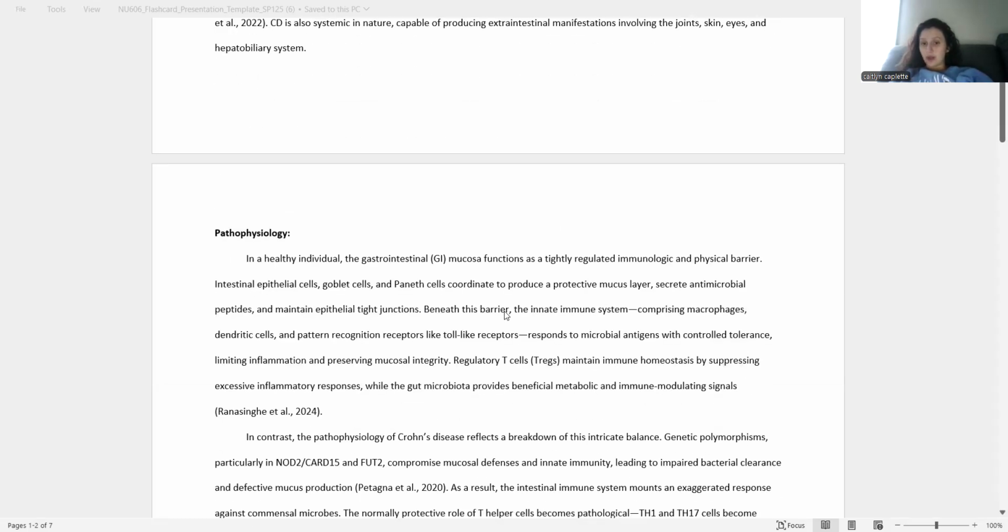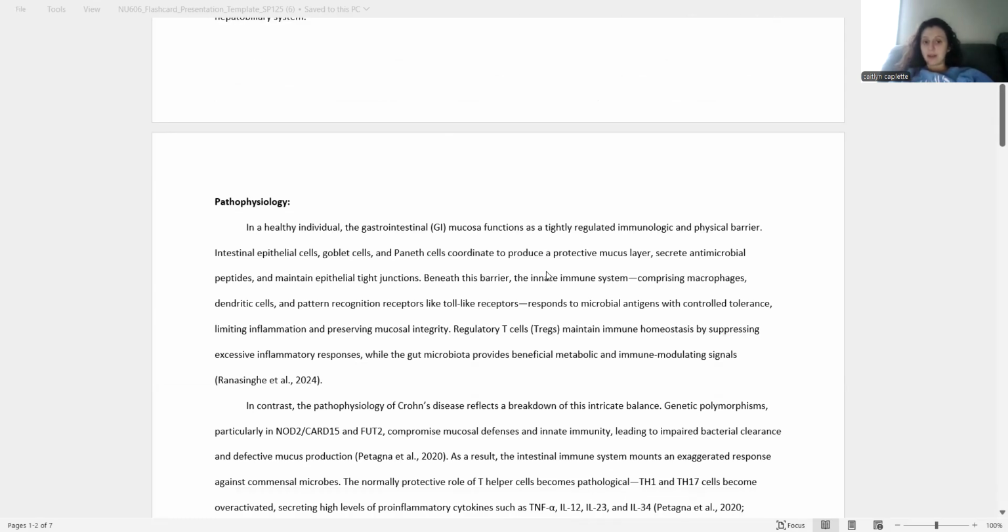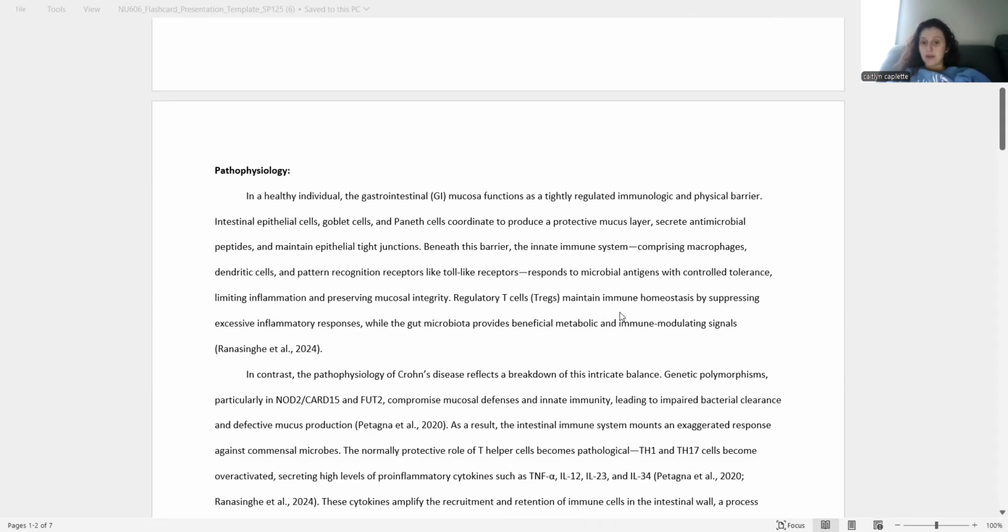Now, in a healthy individual, the GI mucosa functions as a tightly regulated immunological and physical barrier. Intestinal epithelial cells, goblet cells, and Paneth cells coordinate to produce a protective mucus layer that secretes antimicrobial peptides and maintains epithelial tight junctions. Beneath this barrier, the innate immune system, which is macrophages, dendritic cells, and pattern recognition receptors like toll-like receptors, respond to microbial antigens with controlled tolerance, limiting inflammation and preserving mucosal integrity.